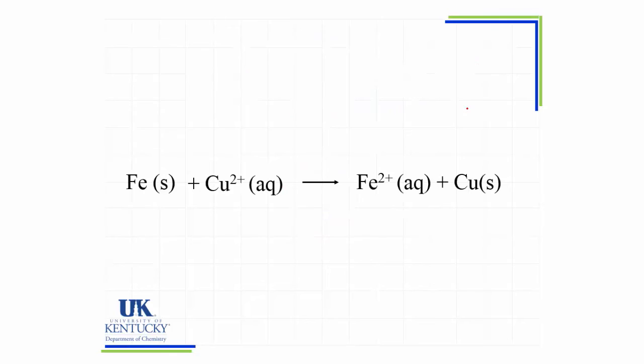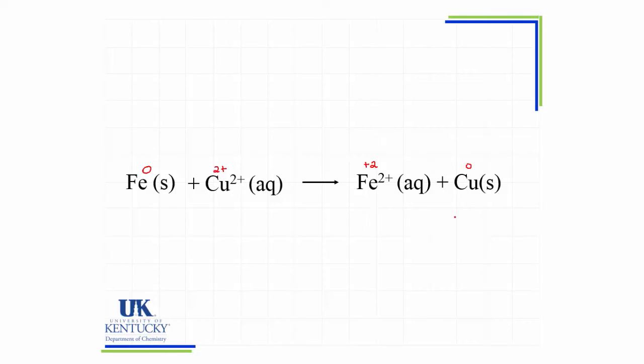Now let's look at an example and define which species is being oxidized and which species is being reduced. So here we have iron plus copper ion yielding iron ion plus copper solid. Now we can go through and assign our oxidation states. We have a free element, so our oxidation state will be 0 for iron. For our ions, it's going to be the same as the charge, so we have plus 2 for our copper ion. For iron ion, we also have a plus 2, and for copper over here, we have a 0.